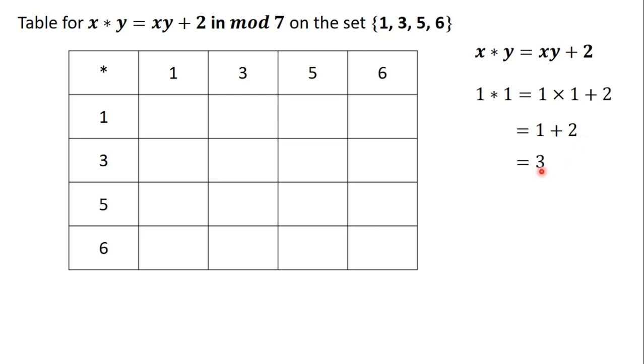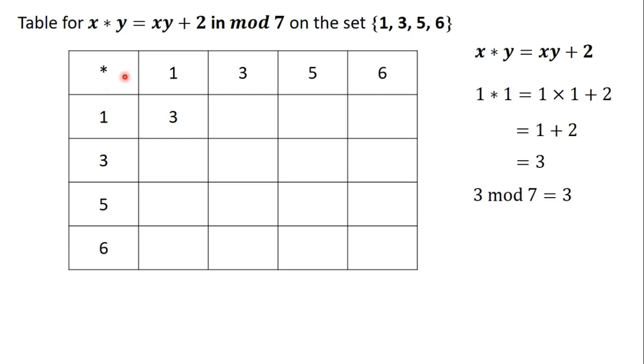And 1 plus 2 will give us 3. But remember that the operation star is defined in mod 7. So after we have found 1 star 1, you have to find the value of 1 star 1 in mod 7. 1 star 1 is 3. So you have to find 3 in mod 7. 3 mod 7 is equal to 3. That means that 1 star 1 in mod 7 is 3.